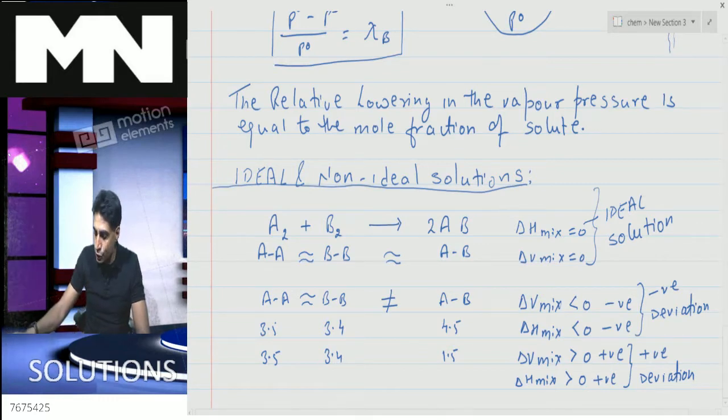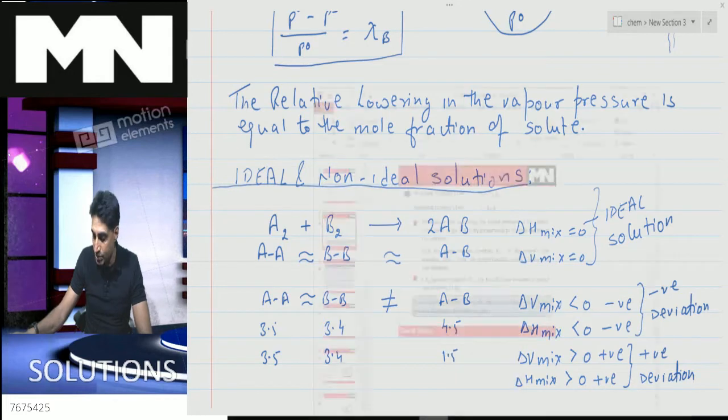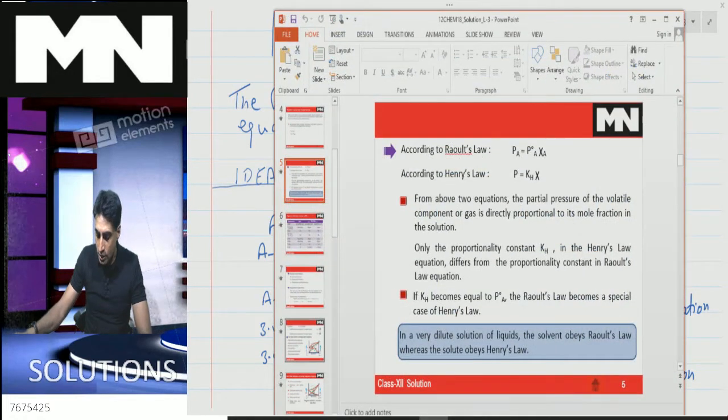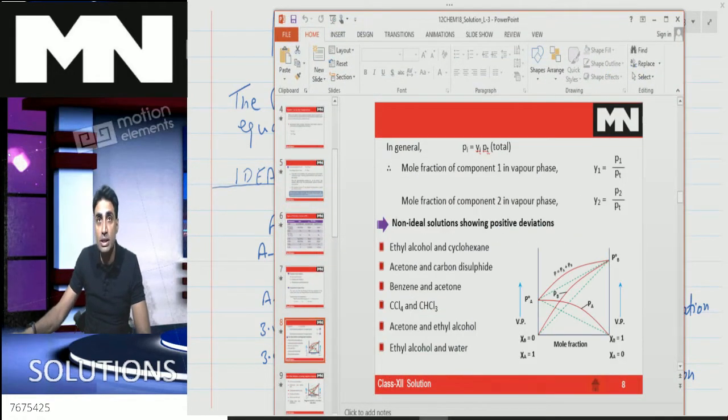For them, I will show you their vapor pressure composition diagram. Here we can see this one is a vapor pressure composition diagram for a positive deviation. In this you can see that the expected value of the vapor pressure could have been this. For solution, this could have been the expected vapor pressure. But the actual vapor pressure is more than that, that is this.